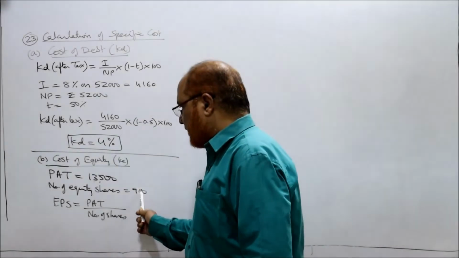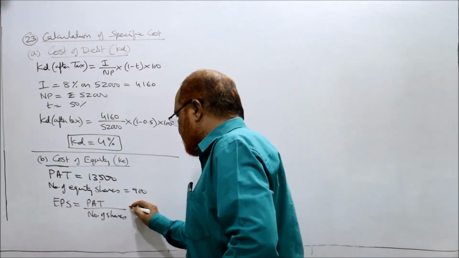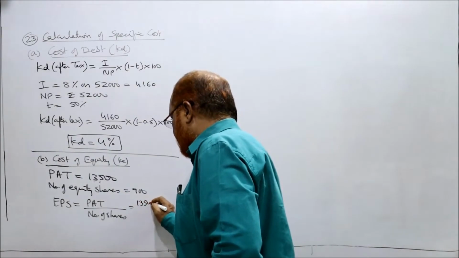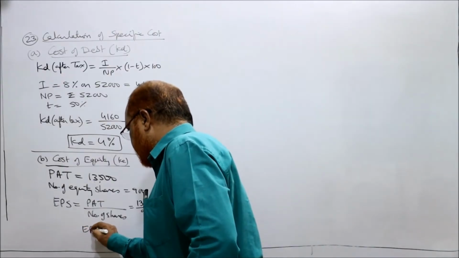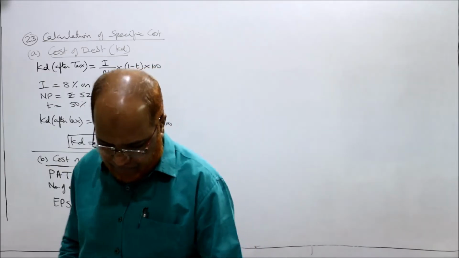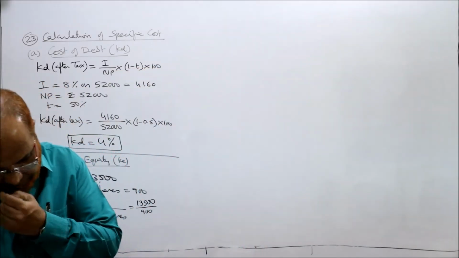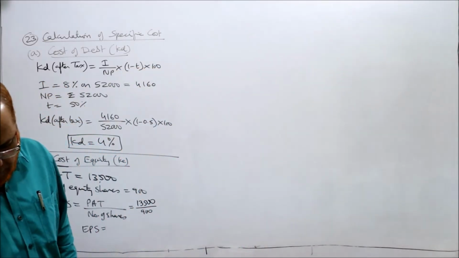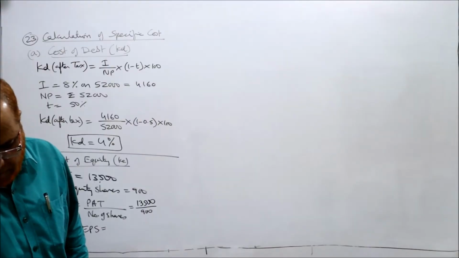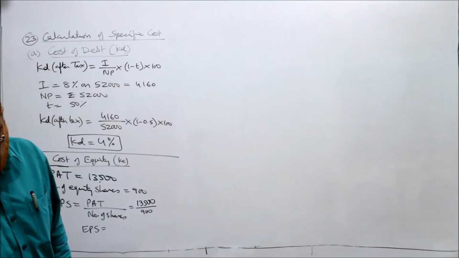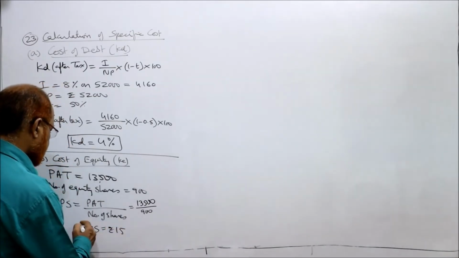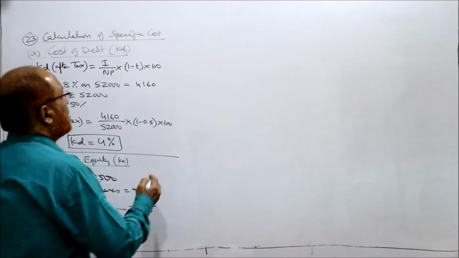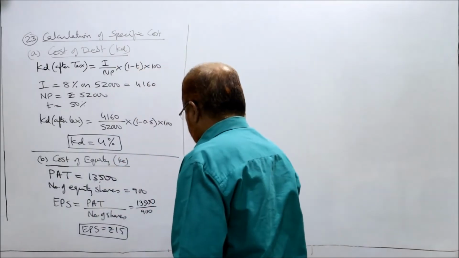Number of shares are 900. PAT is 13,500. So 13,500 divided by 900. So EPS, earnings per share. So EPS we got how much? EPS we got 15 rupees.